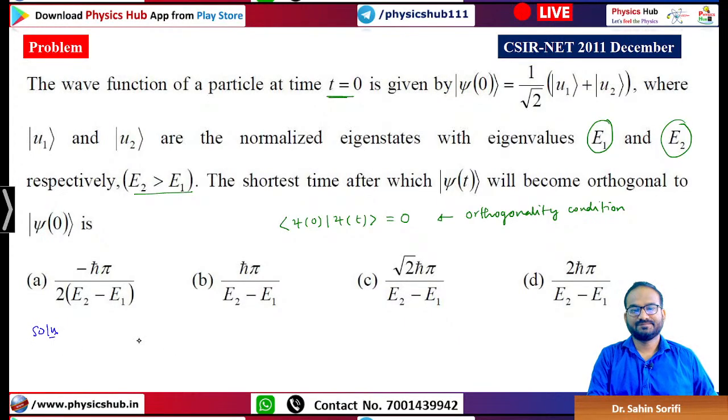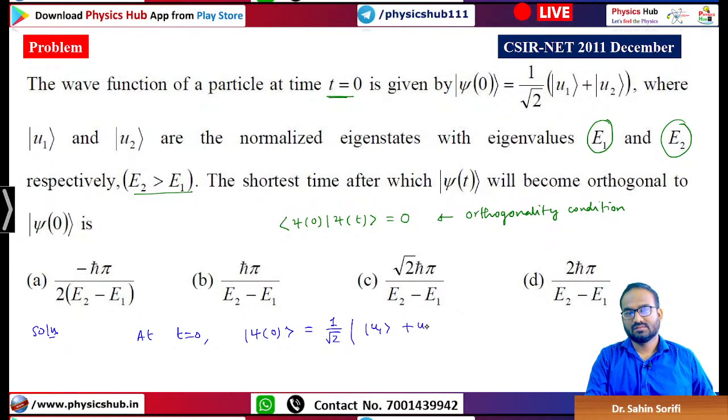Look, what is given at time t equals 0. You have been given psi at t equals 0 as 1 upon root 2 times (u1 plus u2), and furthermore it is given that u1, u2 are the normalized eigenstates with eigenvalues E1 and E2.